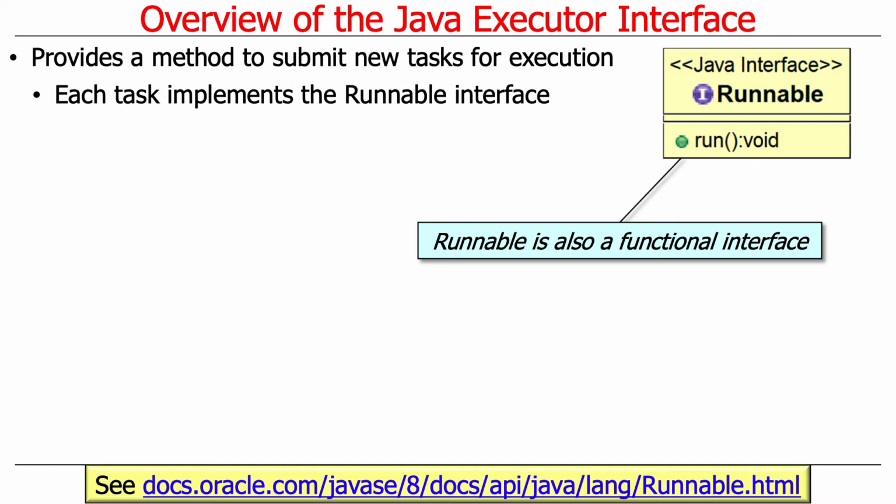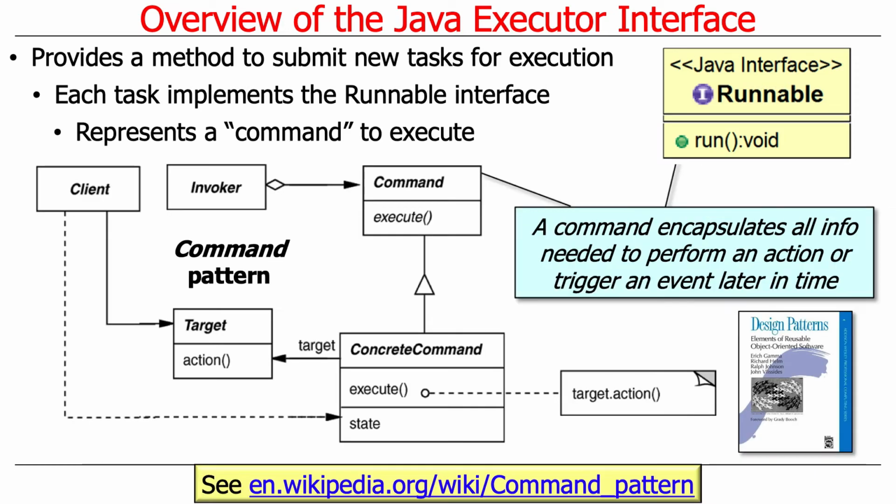Each task that you submit to the Executor interface implements the Runnable interface, and could, of course, also be a lambda expression or a method reference, but you just have to make sure it implements the signature expected by Runnable, which is a single method that has no parameters and returns no result. So it's also a very simple functional interface. You can think of Runnables as being commands to execute.